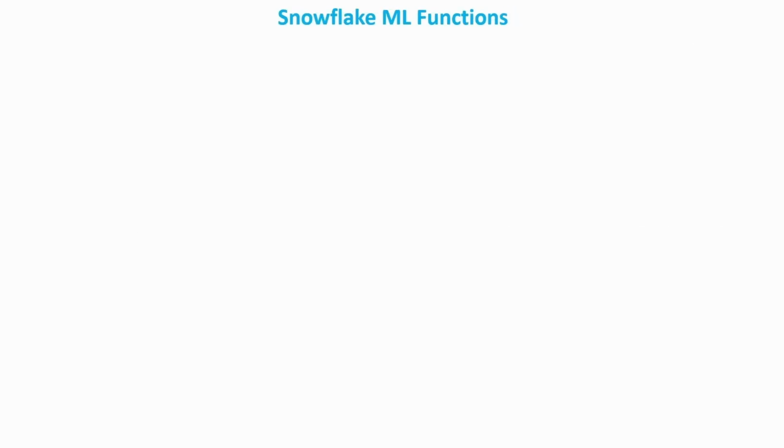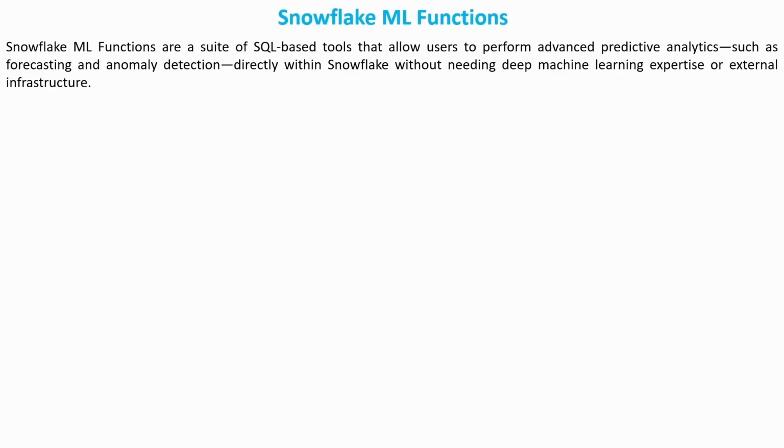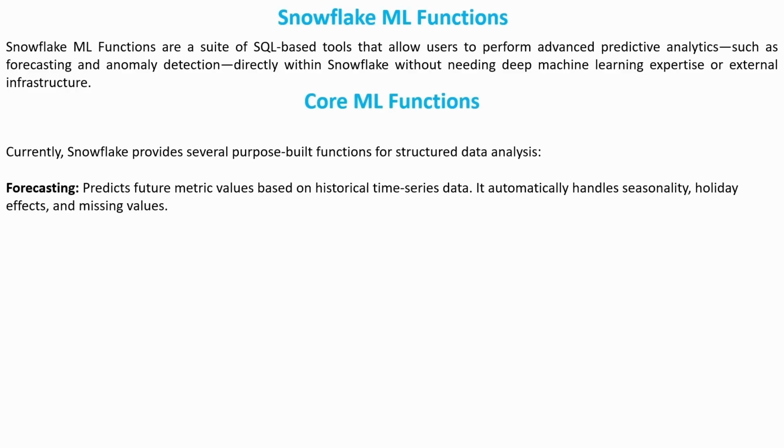Next up is Snowflake ML Functions. Snowflake ML functions are a suite of SQL-based tools that allow users to perform advanced predictive analytics such as forecasting and anomaly detection directly within Snowflake, without needing deep machine learning expertise or external infrastructure. The core ML functions are forecasting, which predicts future metric values based on historic time series data. It automatically handles seasonality, holiday effects, and missing values.